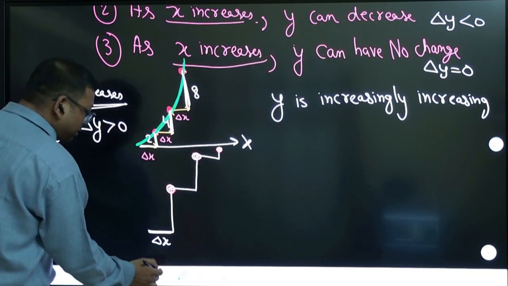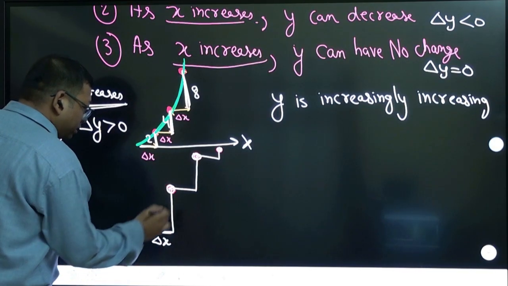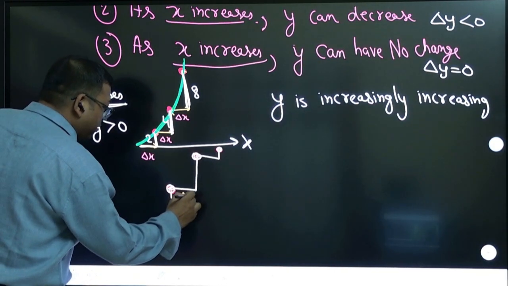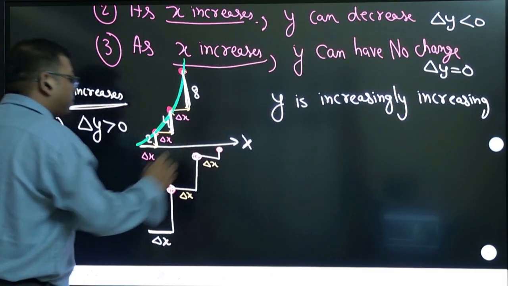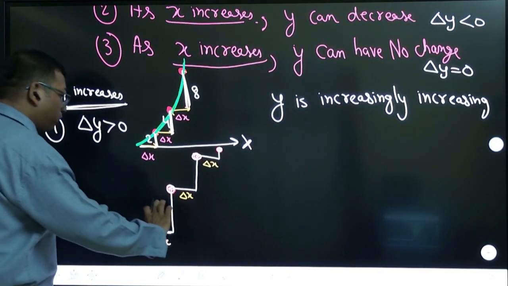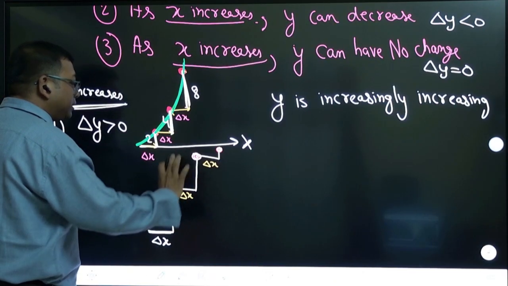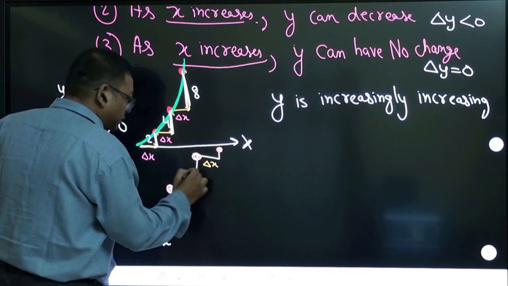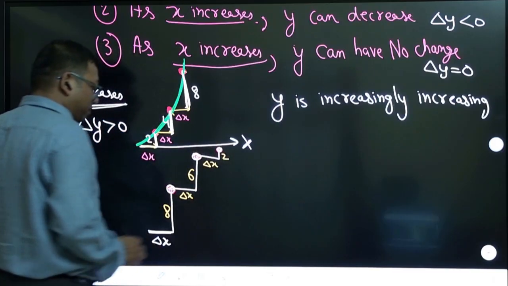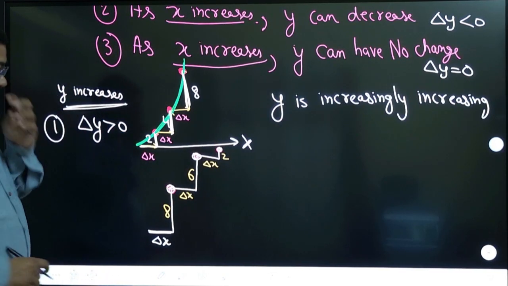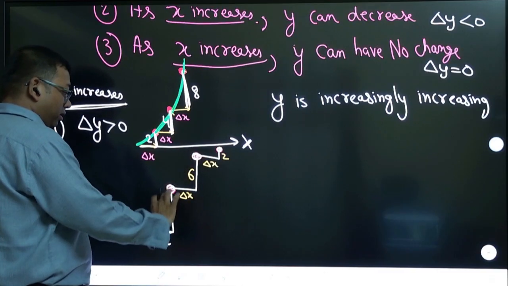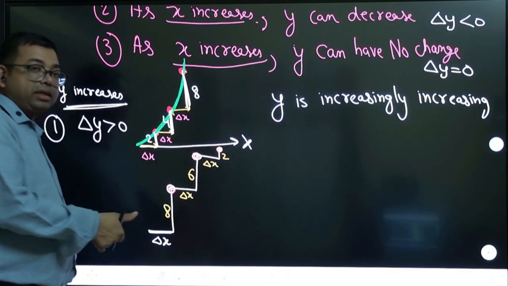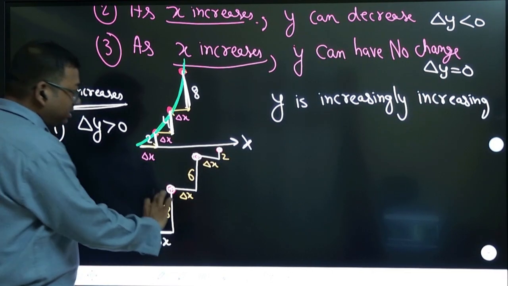Here also increase is happening. So this is the increase, next increase, next increase. Delta x is same here, this delta x is same. But how is y changing? That change is decreasing. Example, we are taking 8, then 6, then 2, like this. So this increase that is happening, that increase is decreasing.